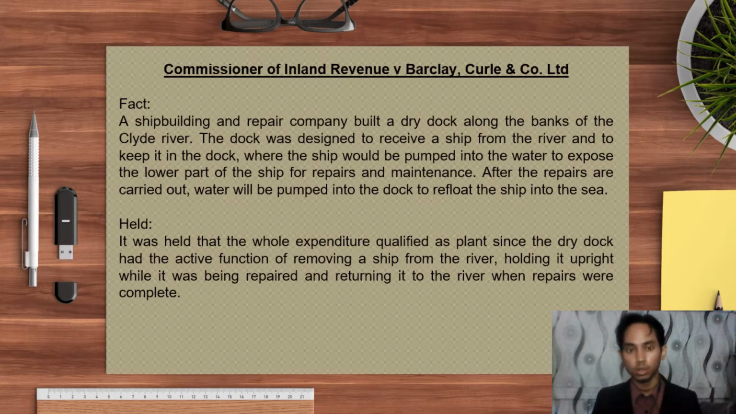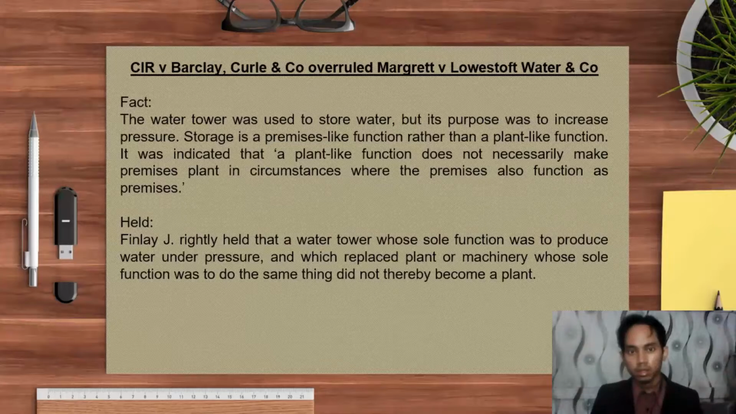It was held that the whole expenditure qualified as plant since the dry dock had the active function of removing a ship from the river, holding it upright while it was being repaired and returning it to the river when repairs were complete. However, the previous case has overruled the judgment in the case of Margaret versus Lowestoft Water & Company. So the water tower was used to store water, but its purpose was to increase pressure. Storage is a premises-like function rather than a plant-like function.